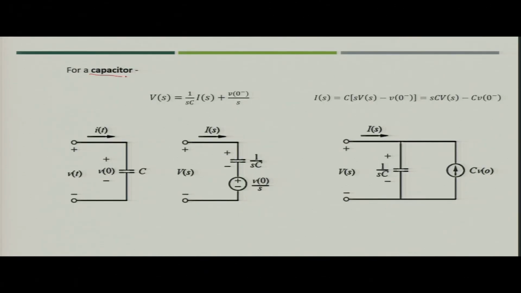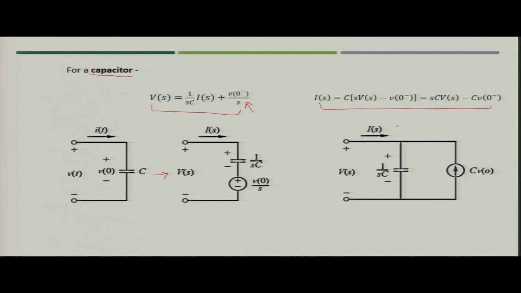Similarly, for capacitor also we discussed that we will have two equations, one for voltage and another for current. For voltage, if you transform the time domain circuit into S domain, this will be as shown in the figure, where V naught by S would be the initial condition. That means the voltage across the capacitor at time t equal to 0.